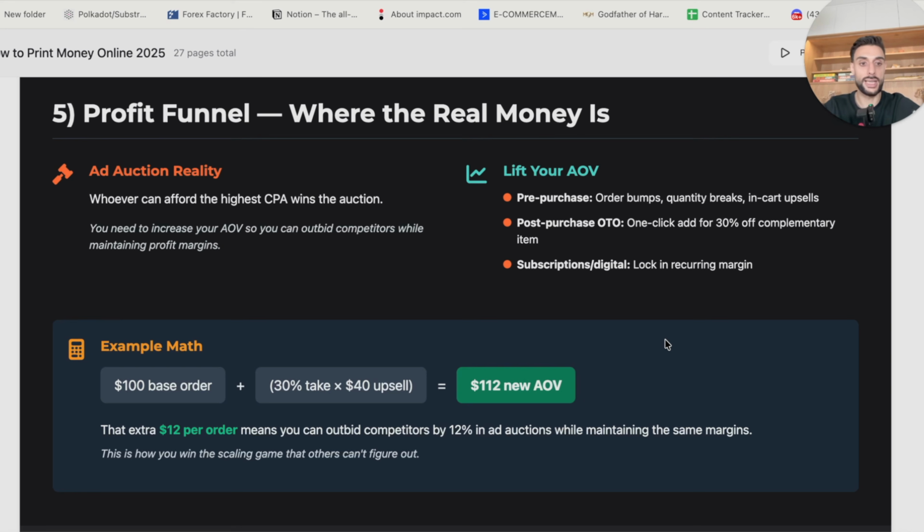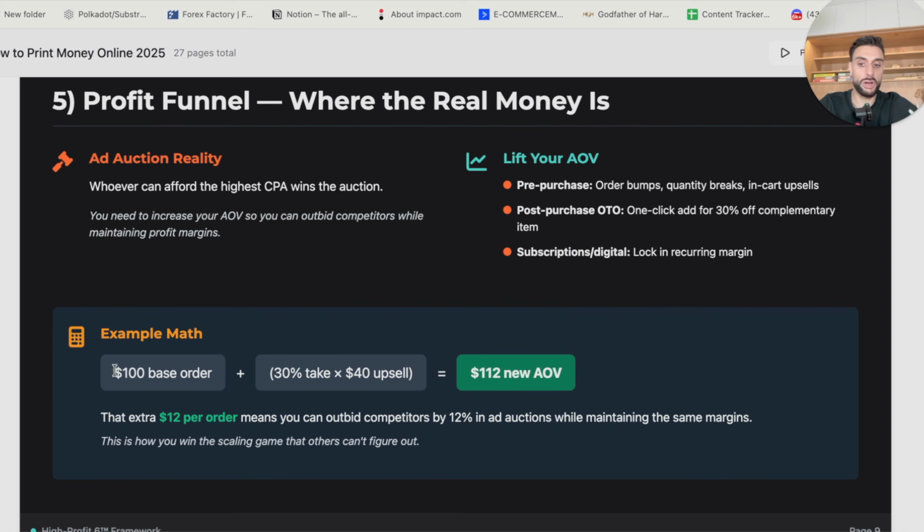And this is why I'm trying to tell you, if you have good profit margins and we buy the product at, let's say, $20 and we're selling it for $150, we have a lot of room for our CPAs. Now, you also want to add things like pre-purchases, post-purchases, and subscriptions or digital products on top. Because if you can increase your average order value even by just $10 or 10% or 20%, it means that you can go into the auction bids at a 12% more expensive auction and still come out on top.